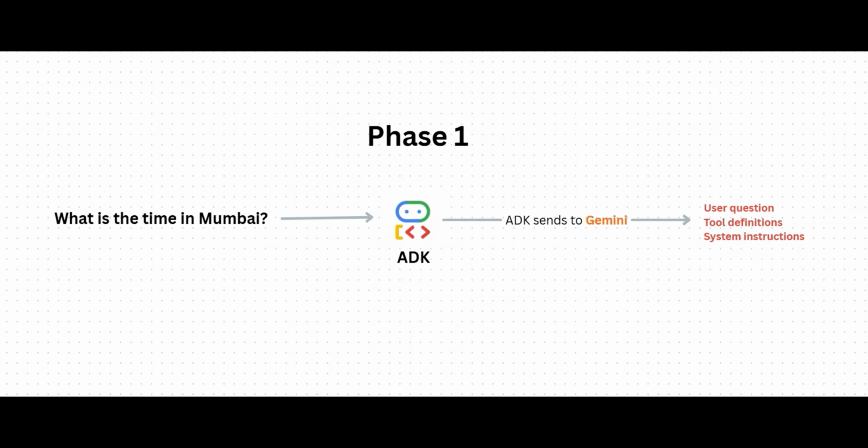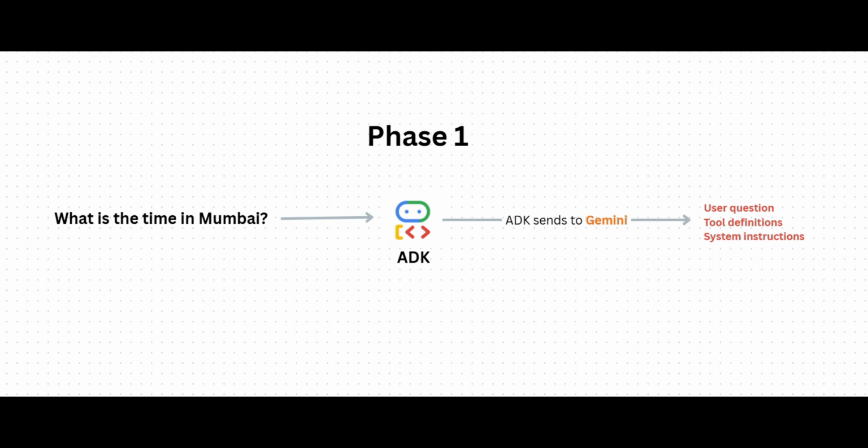This will give you a crystal clear understanding of what happens internally when a user asks a question, for example, what is the time in Mumbai? In phase number one, that is the user input phase, everything starts with the user query. When the user asks a question like what is the time in Mumbai, the request goes to the agent built using Google ADK, or Google Agent Development Kit.